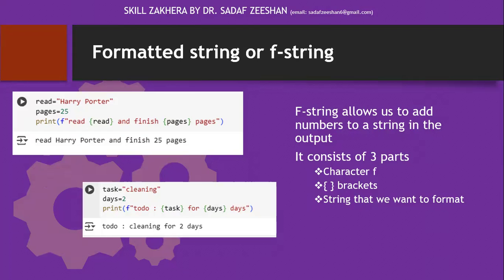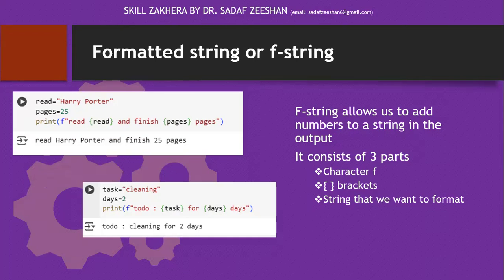Formatted string or F string. So F string is a specialized formatted form of strings which allows us to add numbers and other symbols to the double quote. So we know that a simple string is something when we write something in a double quote, that's a string. For example, read Harry Potter. So we know this is a string.